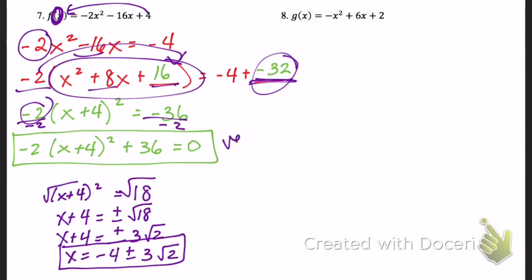My vertex form, I'm going to move the negative 36 over to the left side, set it equal to 0. When I'm solving, I'm going to do PEMDAS backwards, so I divide both sides by negative 2, and that leaves me with (x plus 4) squared equals 18. Take the square root of 18. When you are simplifying the square root of 18, you can pull out the 9, the perfect square 9. So it's 3 root 2, and then you subtract the 4. So negative 4 plus or minus 3 root 2.